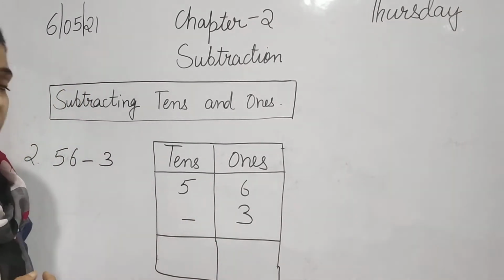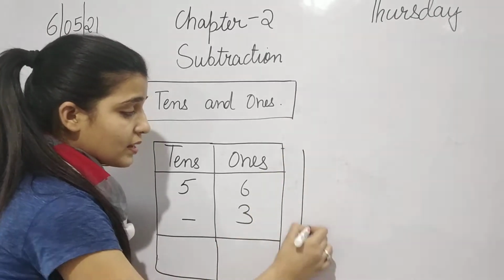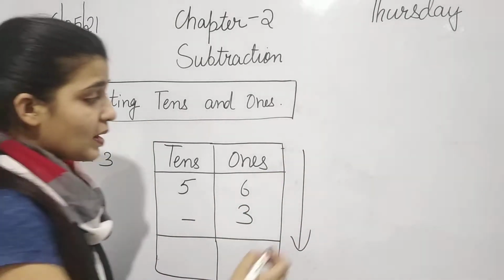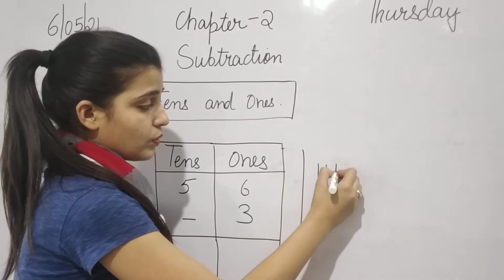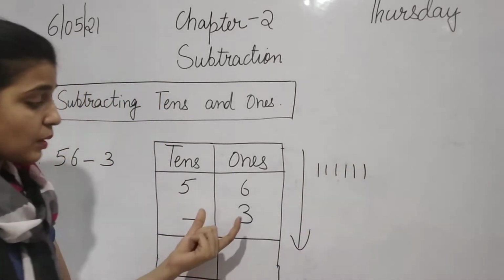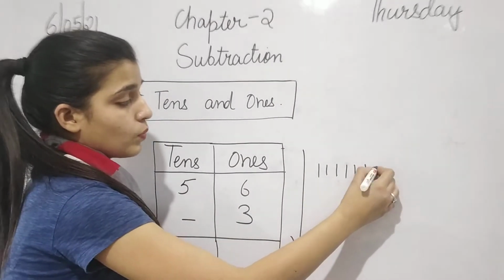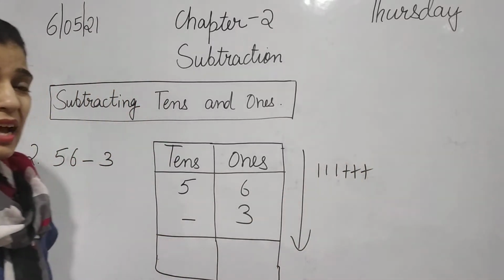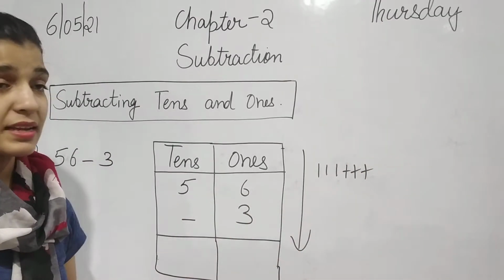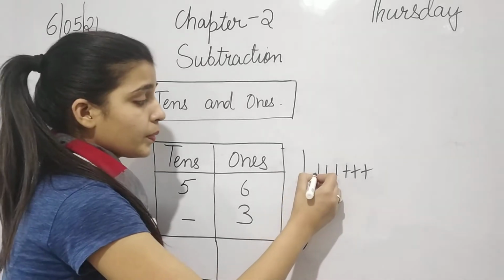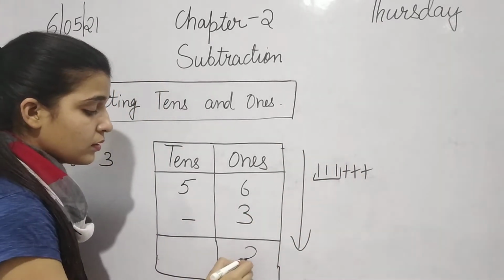Now the second step, हम क्या करेंगे? We will subtract ones. 6 minus 3. So make 6 lines here. 1, 2, 3, 4, 5, 6. Subtract the number 3. 1, 2, 3. So students, after subtracting 3 lines from 6 lines, how many lines are left now? Only 3. So we can write here 3.